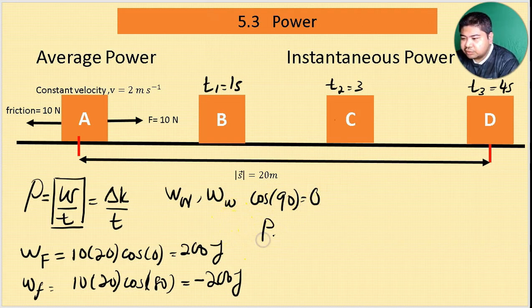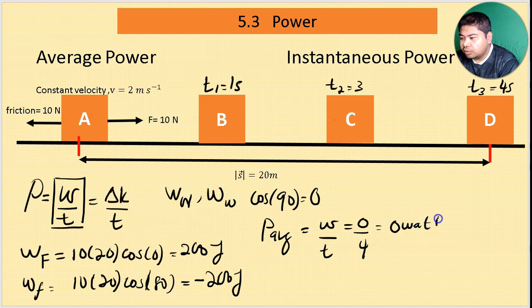The average power delivered to the block is the total work done over time, which is equal to 0 over 4, so equal to 0 watts. So there is no average power delivered to the block. This is how you use the first equation.